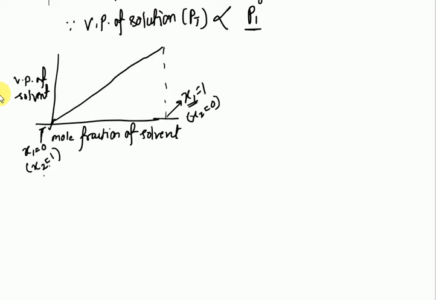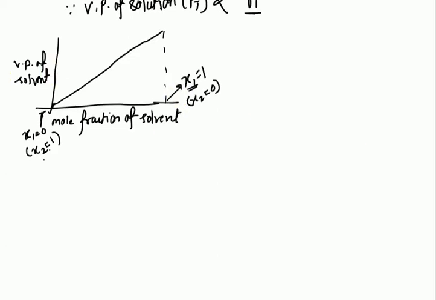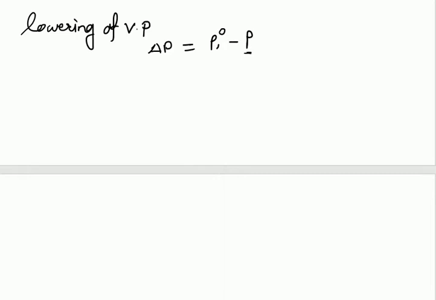And from that we can write the lowering of vapor pressure. As we have already studied, the lowering of vapor pressure, that is delta P, is equal to P10 minus P. Put in the value of P. P is the total vapor pressure of the solution, that is P10 minus P10 into X1, in the case of a solution of a non-volatile solute. If we solve this, we take P10 common, giving P10 into (1 minus X1), right? But again, from the mole fraction equation, 1 minus X1 is equal to X2.